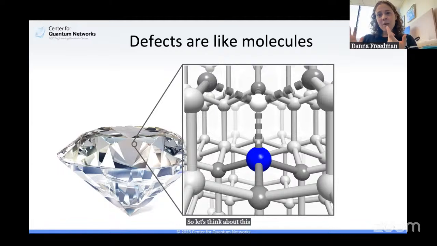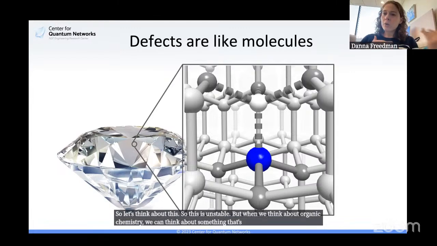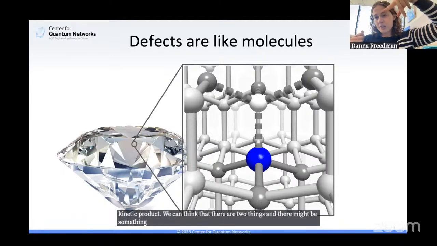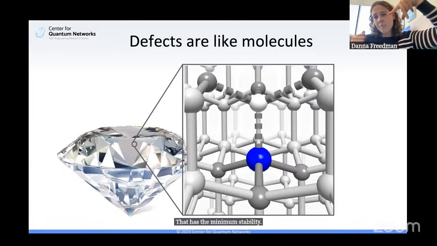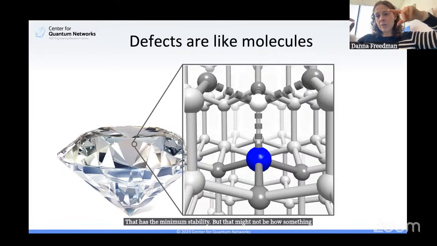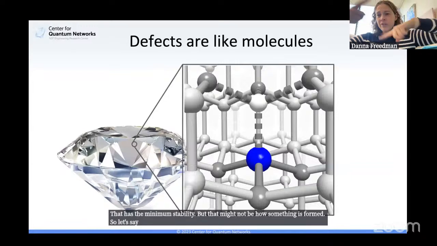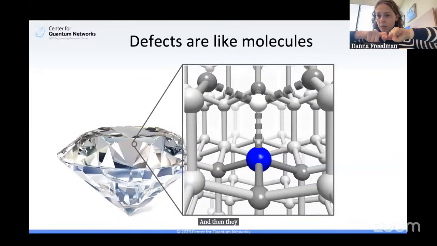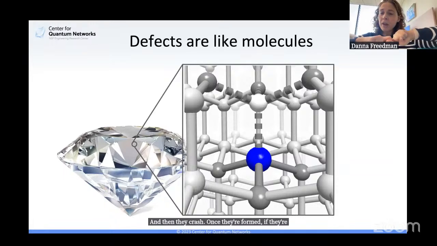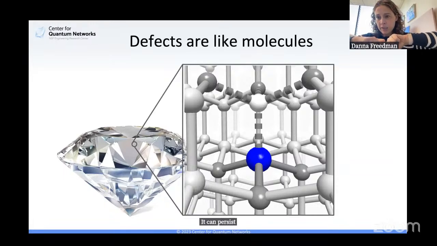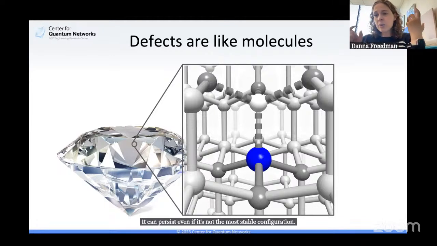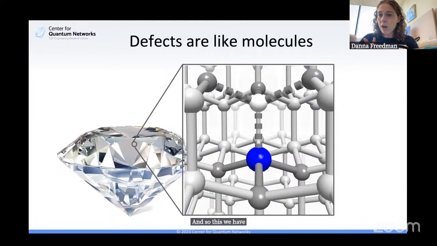So let's think about this. This is unstable, but when we think about organic chemistry, we can think about something that's a thermodynamic product or a kinetic product. There might be something that has the minimum stability, but that might not be how something is formed. So let's say that it's so much more likely for these two things to crash into each other like this, and then once they're formed, if they're in a local minimum, it can persist even if it's not the most stable configuration. And so we have to think about what would cause it to dissipate.